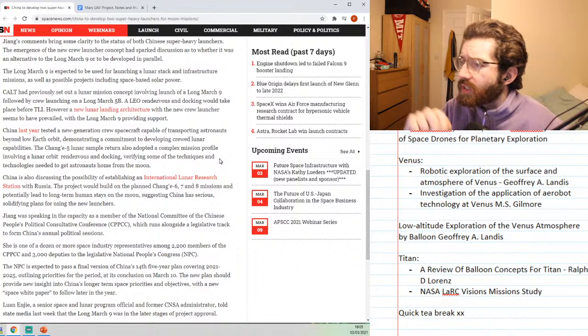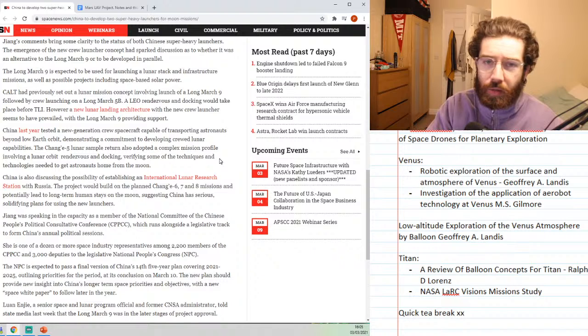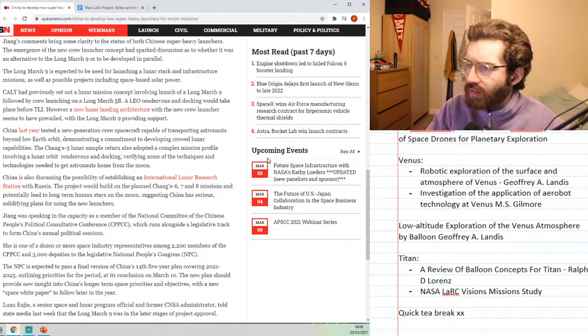Bring some clarity to the status of the heavy launchers. Okay, so there's been a new launcher announced, and people were kind of confused. Okay, does this mean that you're not working on the launchers anymore, or is it still happening, or what's going on? But from my understanding, everything is still going ahead. Long March 9 is going ahead, and the new crew launcher is going ahead as well.